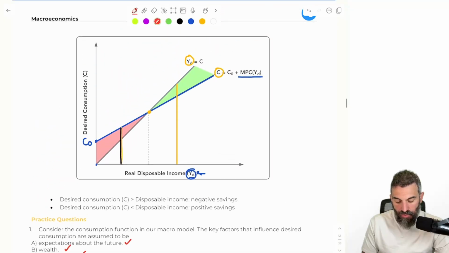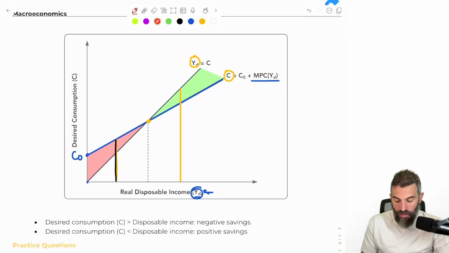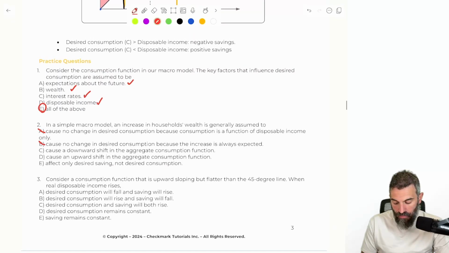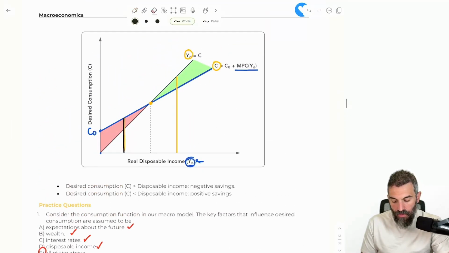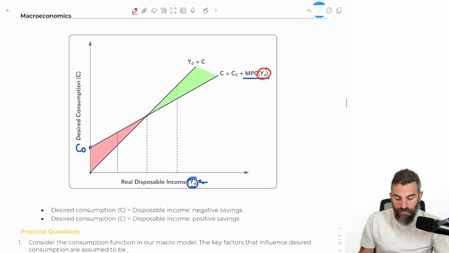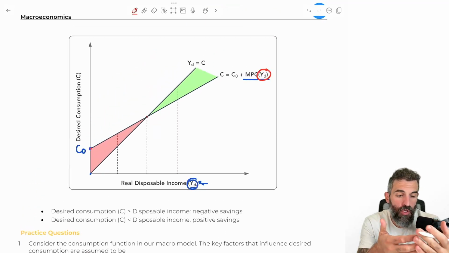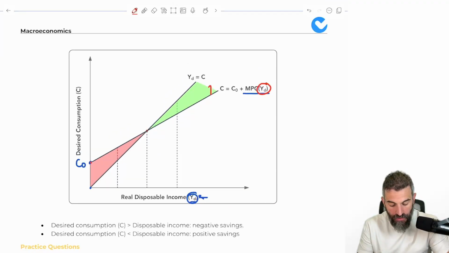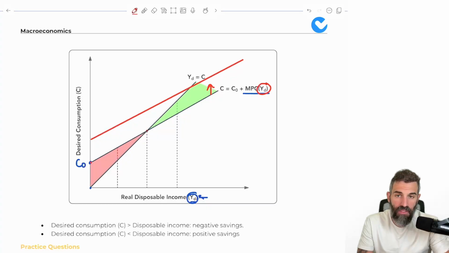So let's look at this consumption function. If we had an increase in household wealth, so an increase in household wealth would cause an increase in consumption, not a decrease. And an increase would be an upward shift of our consumption function. If I have more wealth, every part of my consumption will go up. I'll likely have more autonomous consumption.